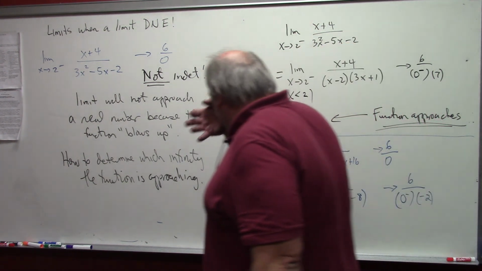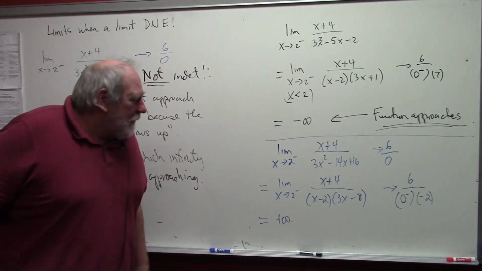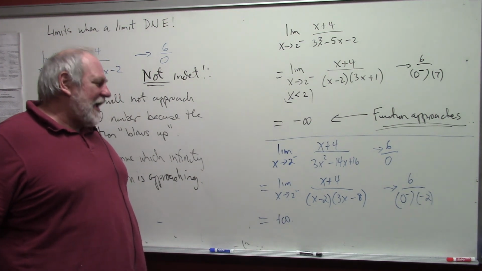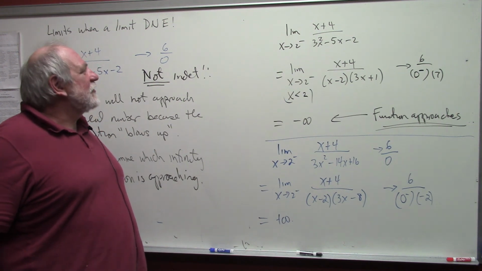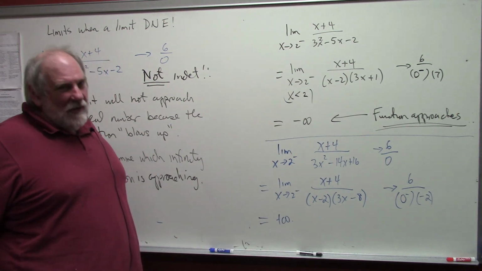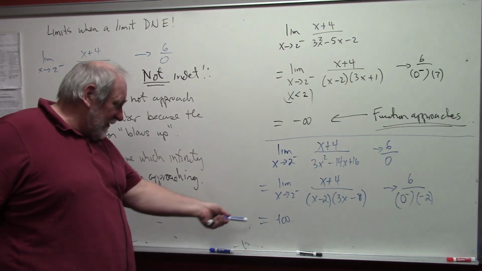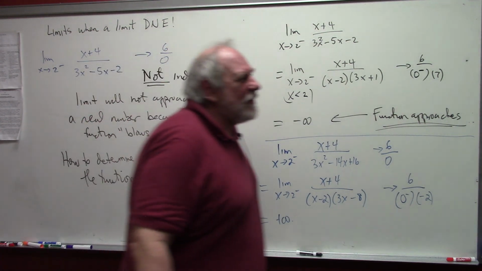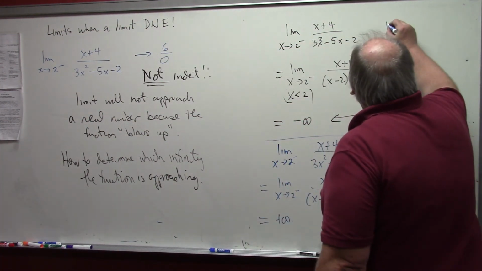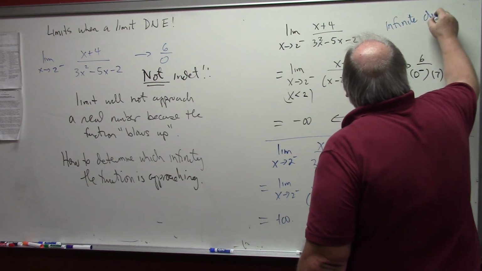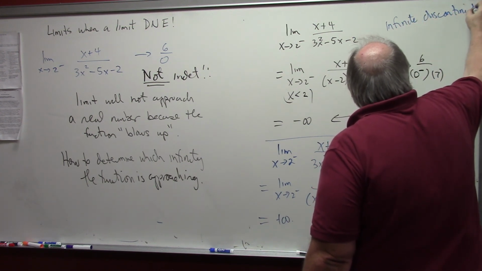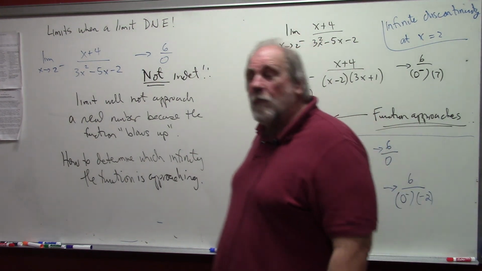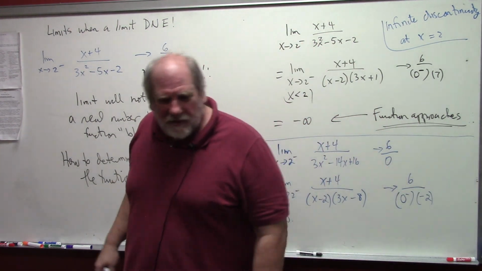So even though this limit technically does not exist, because it approaches something, an infinity, we borrow the terminology and the notation and say the limit is, in this case, negative infinity, in that case, positive infinity. By the way, these functions have what is called an infinite discontinuity at x equal 2, both of them do. And again, we will talk more about that when we get to talking about continuity coming up soon.